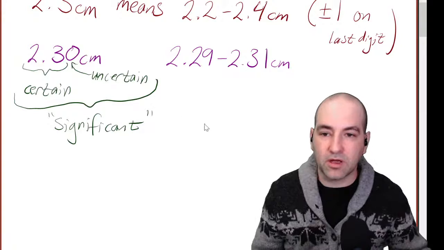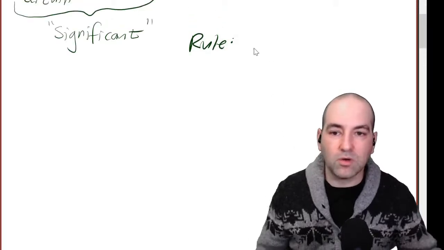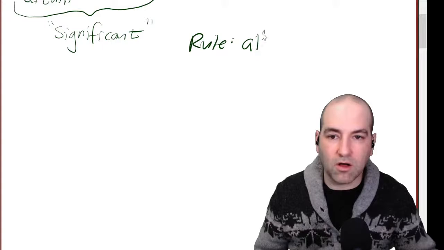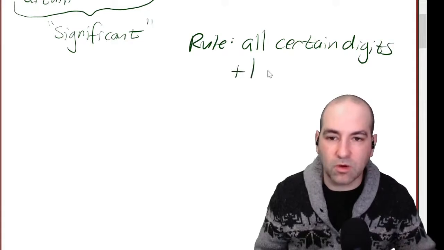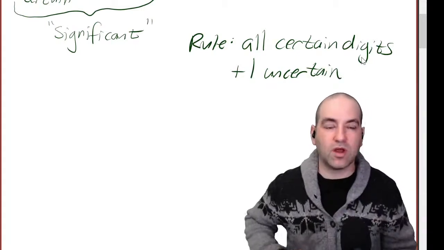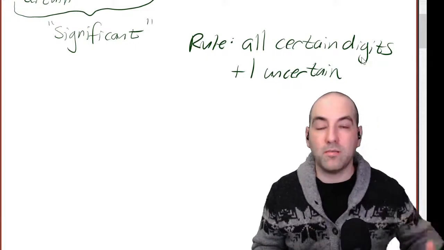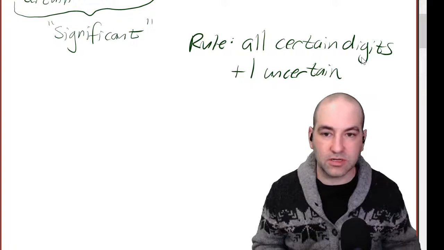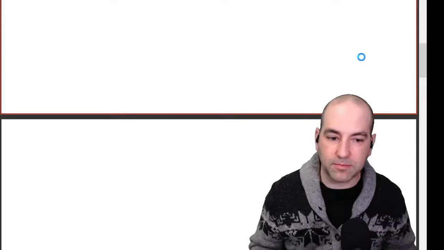And whenever we take a measurement, we always want, we'll say rule. Okay. Our rule is when we take a measurement, we will always take all certain digits plus one uncertain digit. So whatever you were doing, we're always going to take all the certain digits and then we're going to always go one past that. And we're going to call that an uncertain digit. So always one uncertain digit. All right, let's look at how that looks with some examples now.